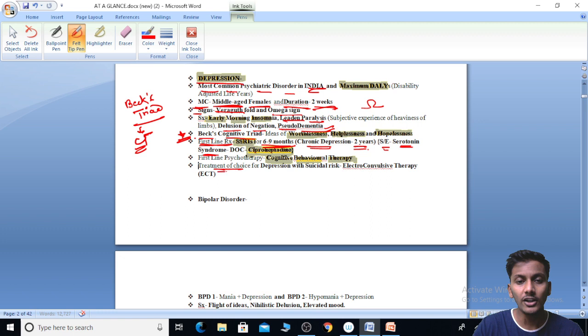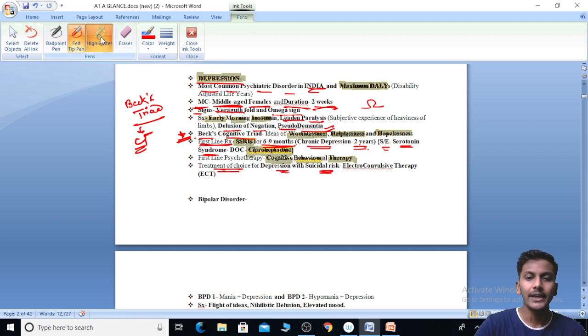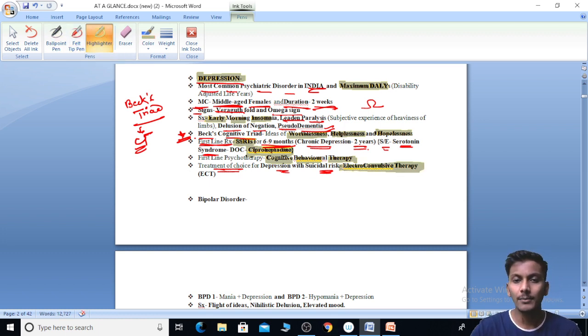Now, what is the treatment of choice for depression with suicidal risk? Usually, if there is long term depression or severe depression, the person would feel like he should give his life. So depression is associated with suicidal risk. Now, what should be the treatment of choice? Definitely it cannot be managed only by drugs or CBT. Therefore, for depression with suicidal risk, the treatment of choice would be electroconvulsive therapy. Please remember, ECT is the treatment of choice for depression along with suicidal risk.